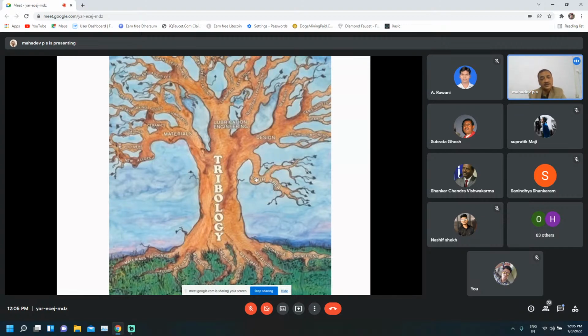Tribology plays a very important role in energy conservation. Tribology is one of the important sources of energy conservation.